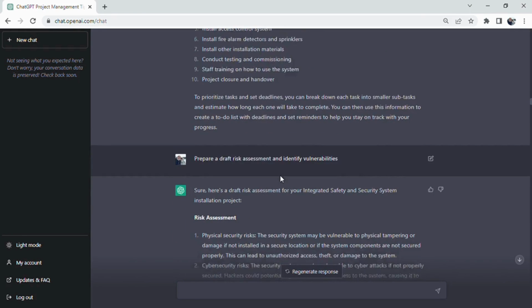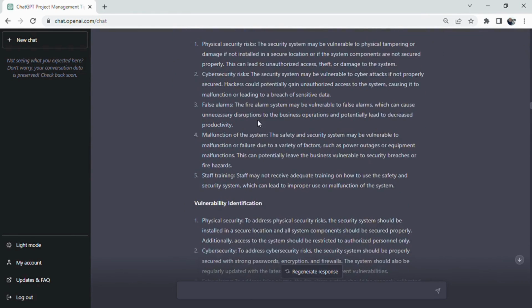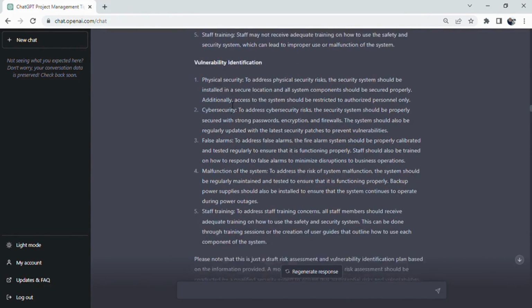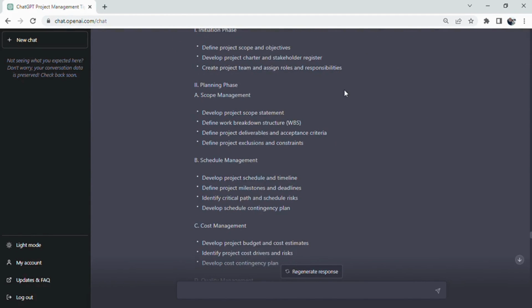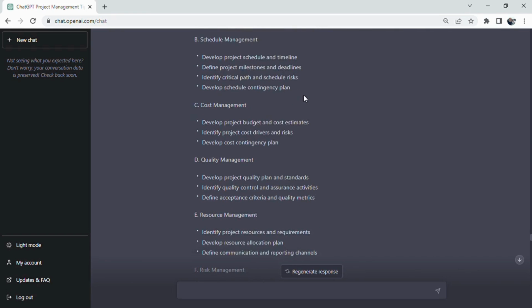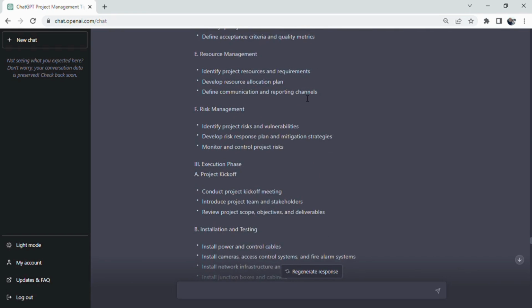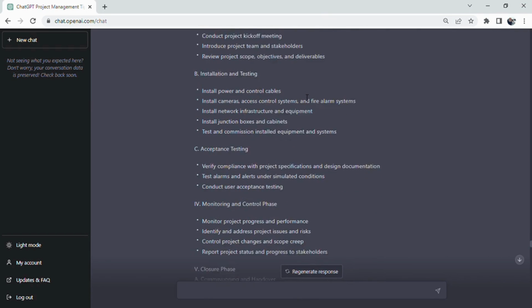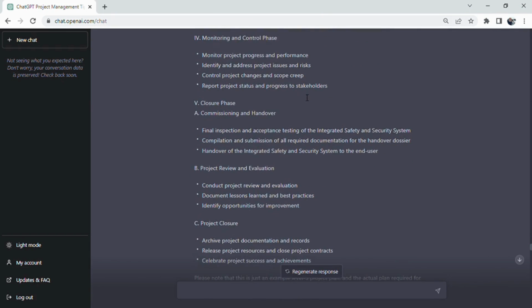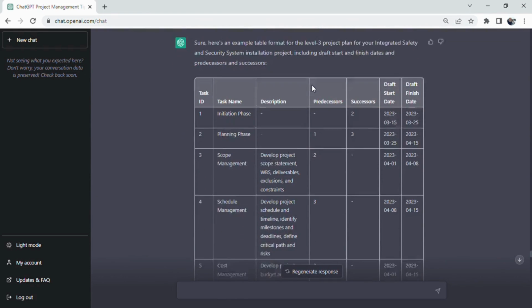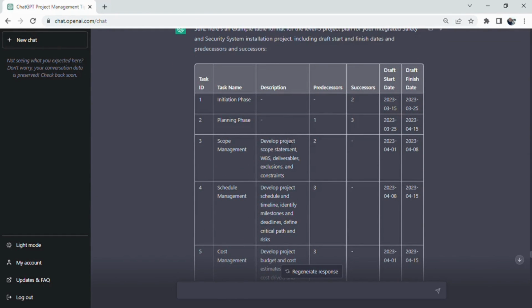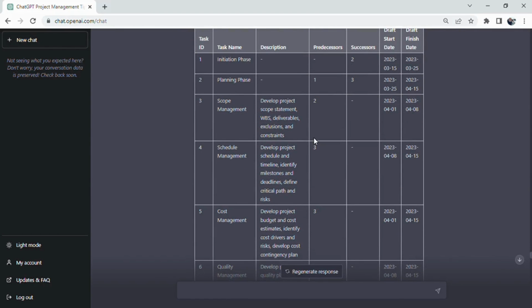Once we had a clear understanding of the project scope and resources, we created a Level 3 project plan. This was a detailed timeline that included task dependencies, start and finish dates, and progress tracking. Our project plan included tasks such as installing cameras, network infrastructure, and fire alarm detectors, and commissioning the system. Each task had a start and finish date, and we were able to identify the critical path for the project. By having a clear project plan, we were able to stay on track and meet our project deadlines.